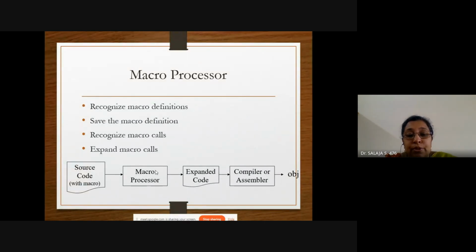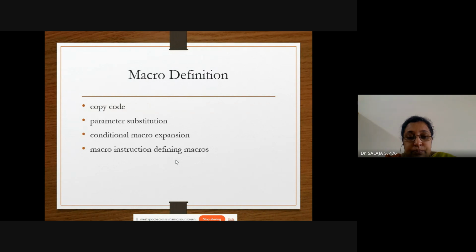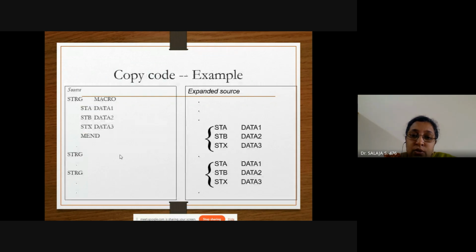So the output of a macro processor will be the expanded code in a high level language, which is either given to a compiler or an assembler. Now, the various techniques we use here are copy code, parameter substitution, conditional macro expansion, and so on. We'll come back to it. Now we'll just take an example of the macro.